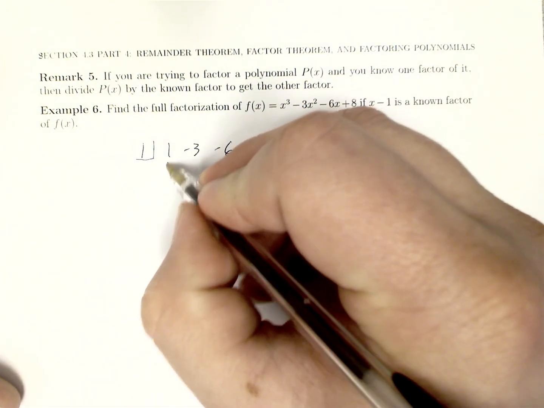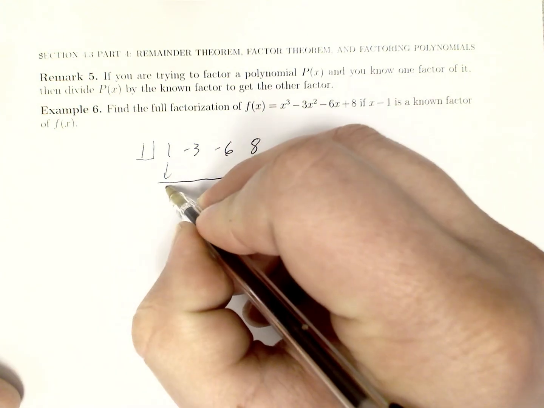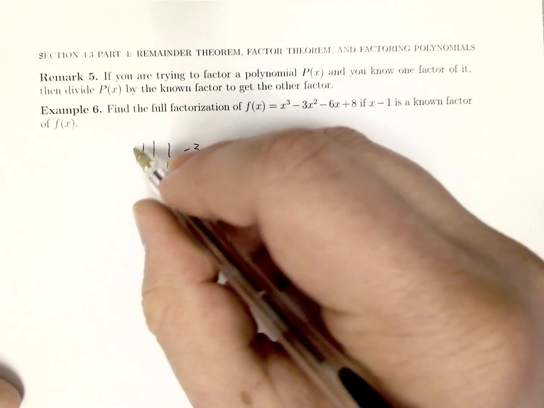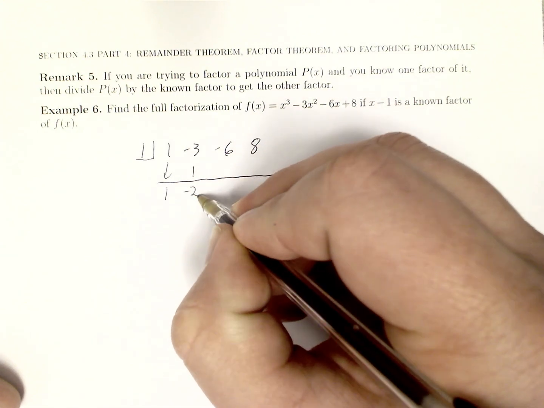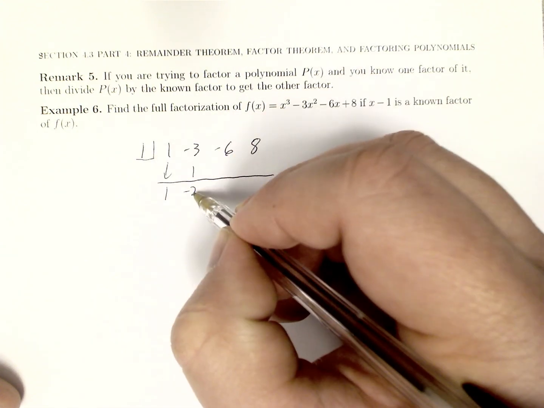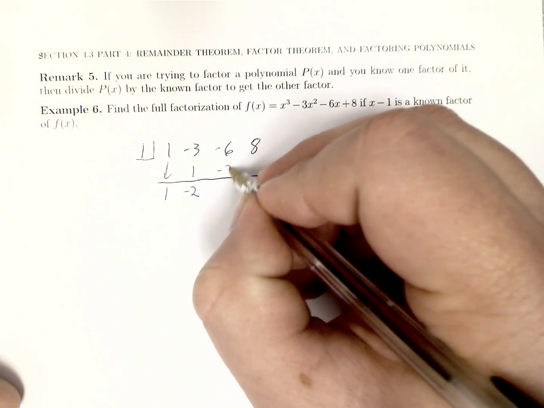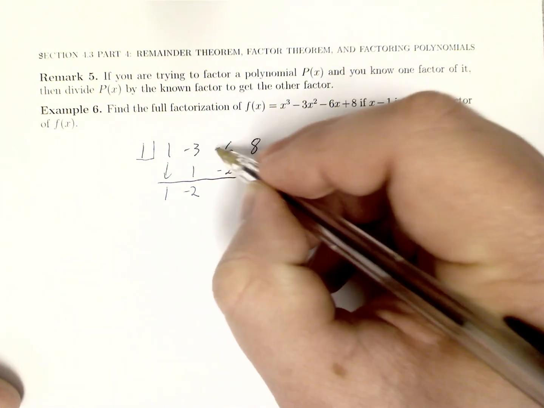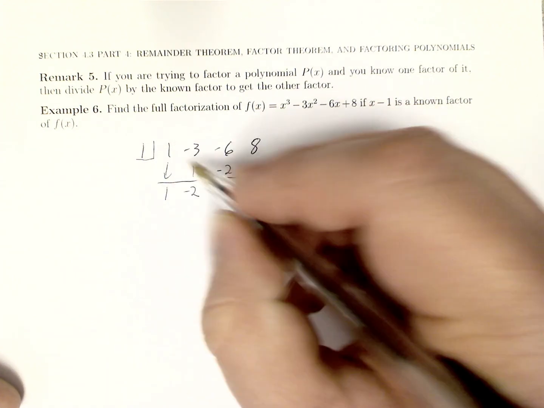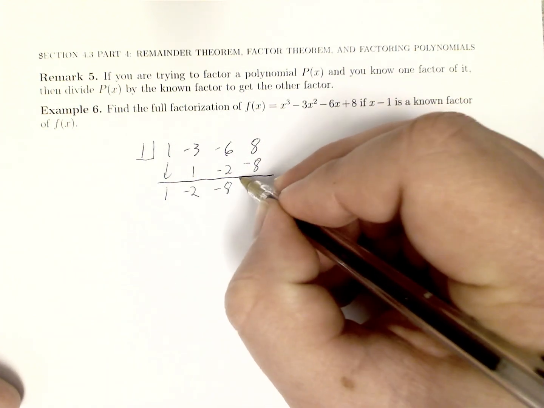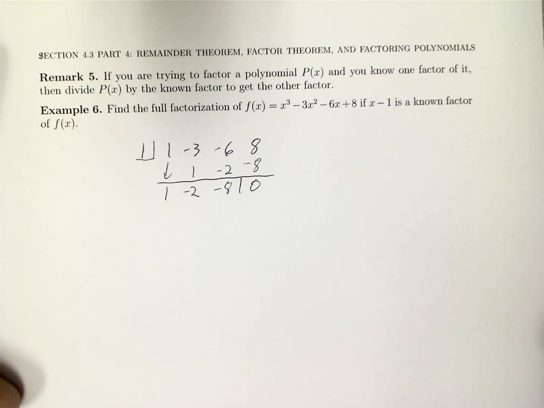When you're doing synthetic division, you bring the first coefficient down, multiply. 1 times 1 is 1, and then combine. Negative 3 plus 1 is negative 2. Then again, multiply. 1 times negative 2 is negative 2. We put this here, and then combine. Negative 6 and negative 2 is negative 8. Then multiply. 1 times negative 8 is negative 8. And then we get 0.